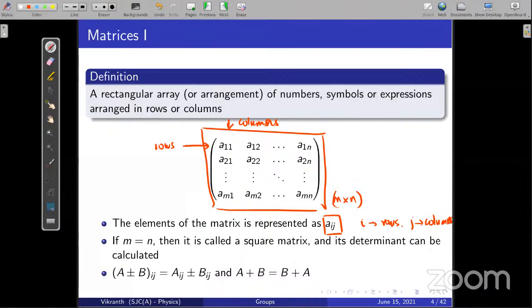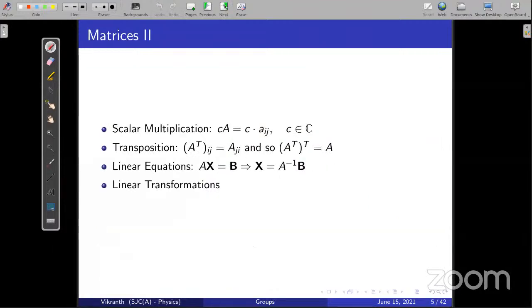And any two matrices A plus B satisfy the commutative addition law. A plus B equals B plus A. That's fairly simple. They also satisfy certain properties of scalar multiplication, where if you multiply a number with a matrix, then every element of the matrix is going to be multiplied by the same quantity, the scalar. And this scalar can be a complex number as well, which means it can be of the form a plus ib, where i is equal to the square root of -1. It can be of any form that you like.